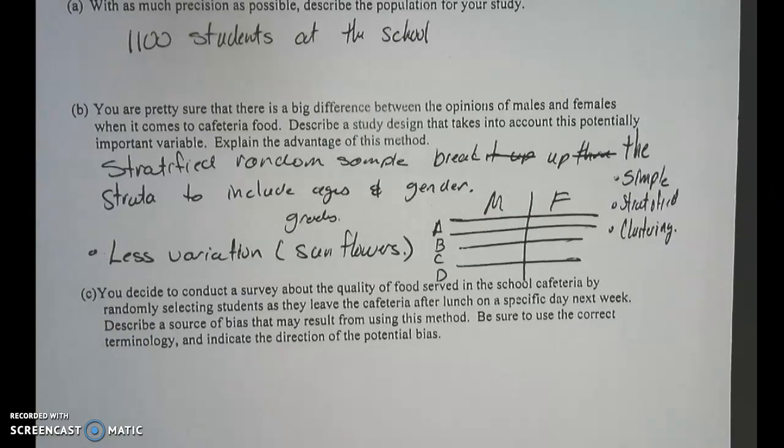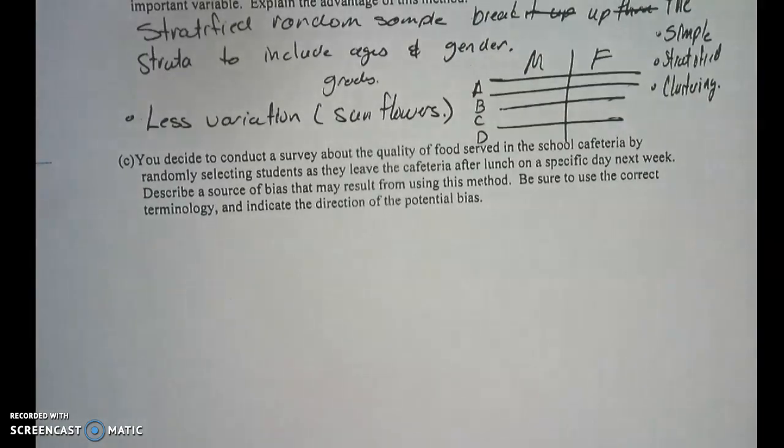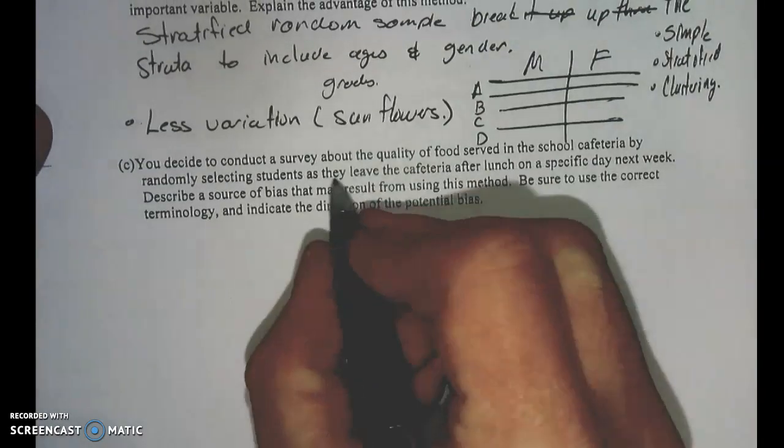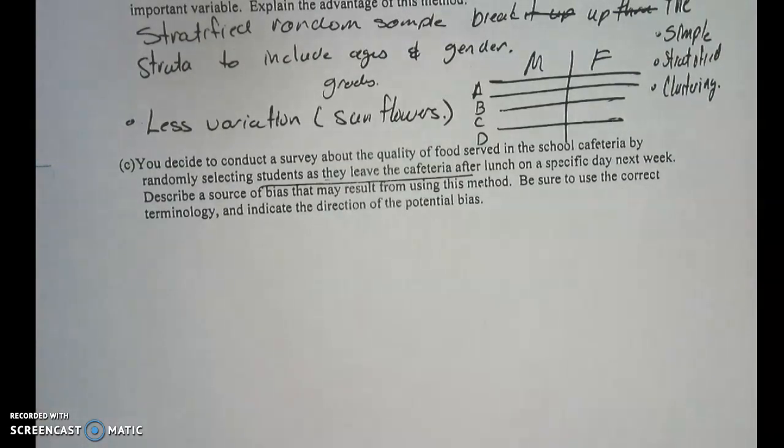Okay. So you decide to conduct a survey about the quality of food served in the school cafeteria by randomly selecting students as they leave the cafeteria after lunch. Okay. So students leave the cafeteria. Describe a source of bias that may result from this method. Be sure to use the correct terminology and indicate the direction of the potential bias.